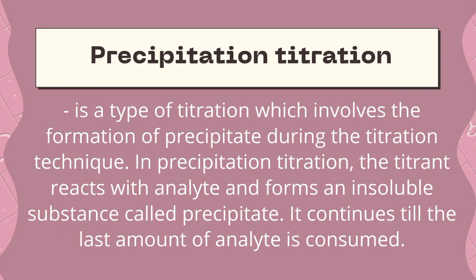Precipitation titration is a type of titration which involves the formation of a precipitate during the titration technique. In precipitation titration, the titrant reacts with the analyte and forms an insoluble substance called a precipitate. It continues till the last amount of analyte is consumed.